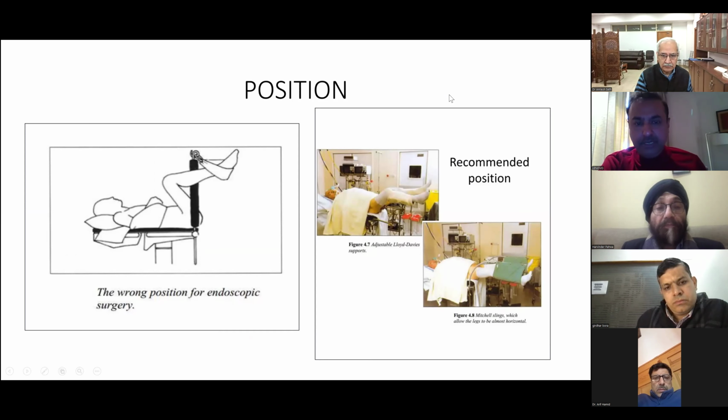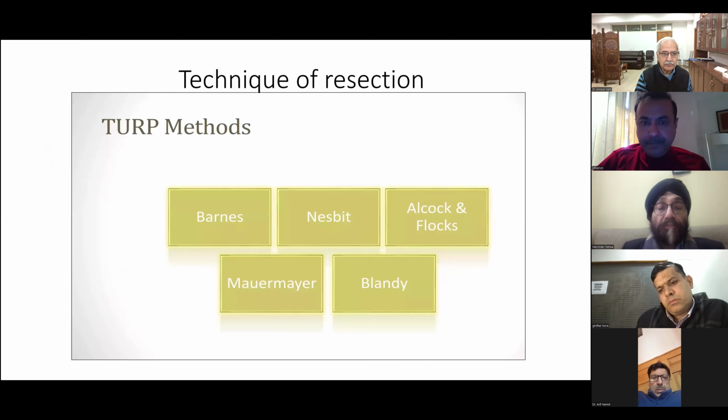This is the wrong position on the left side. The right position has to be given. They may ask you what sort of supports do you use. You should know about two: one is the Lloyd Davis support and the Mitchell slings, which are more commonly used in routine OTs.